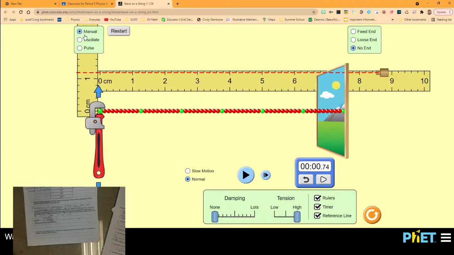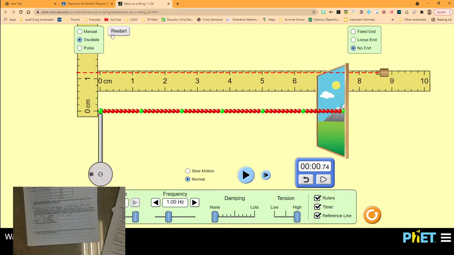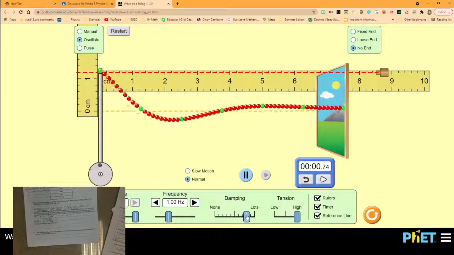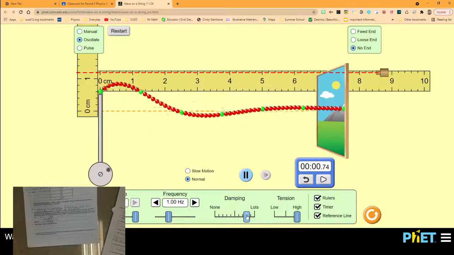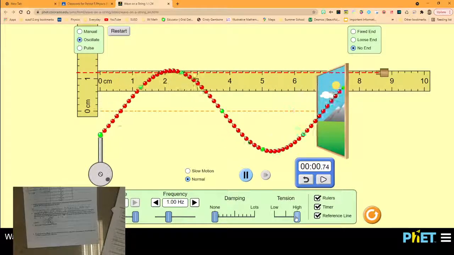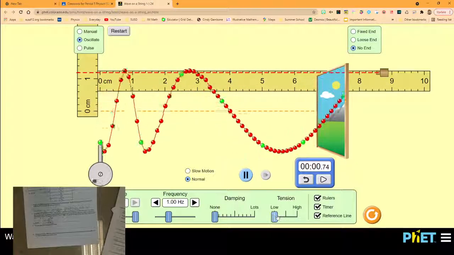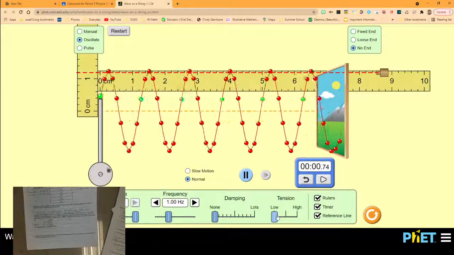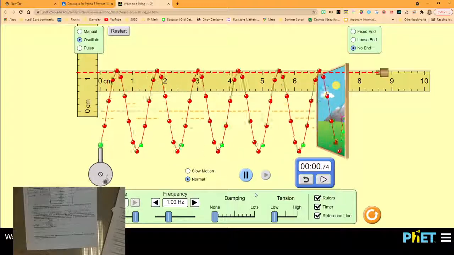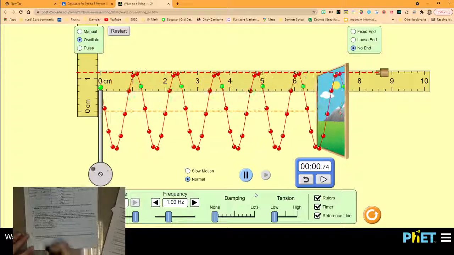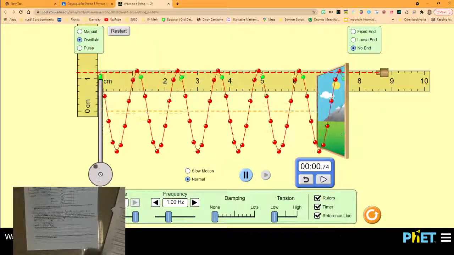Let's put it on oscillate and see what happens when we increase damping. That changes properties of the medium. See what happens when we change tension to a low tension. Now that wave travels slowly along the medium. Please write your answers for 5 and 6. See you later.